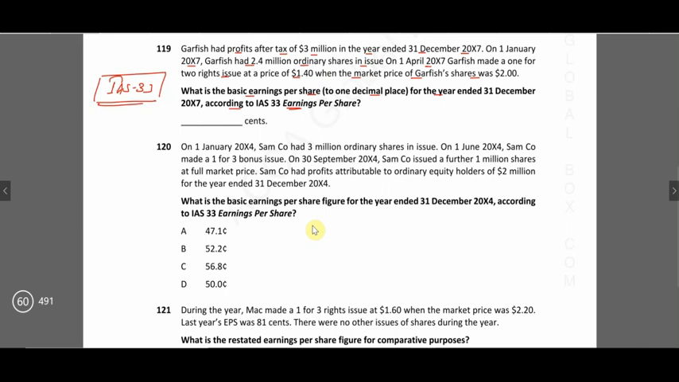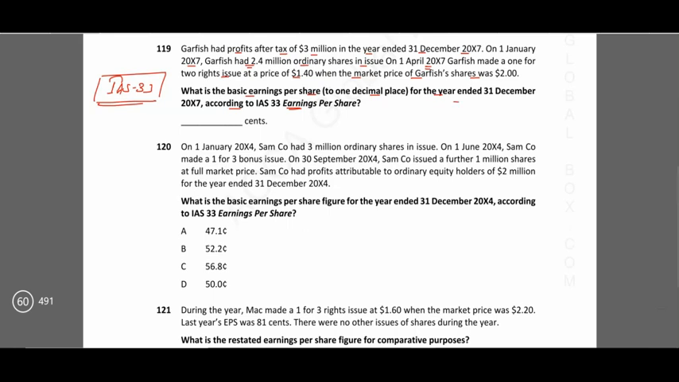The basic formula for calculating the EPS is the profit after tax divided by the weighted average number of shares. Now you see on 1st January they had 2.4 million ordinary shares, and after 3 months they issued further shares, which was the rights issue, a 1-for-2 rights issue at a price of 1.40. And we know that whenever there is a rights issue, we need to do some steps in order to calculate the weighted average number of shares.